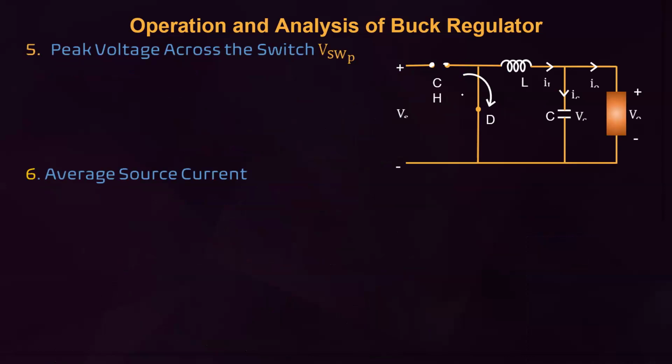If the switch is off, the diode is on. Then what is the maximum voltage across this switch? Only this voltage will appear across the switch. That's why this question is also there in competitive exams. What is the peak voltage across the switch in a buck regulator? The peak voltage across the switch is nothing but Vs only.